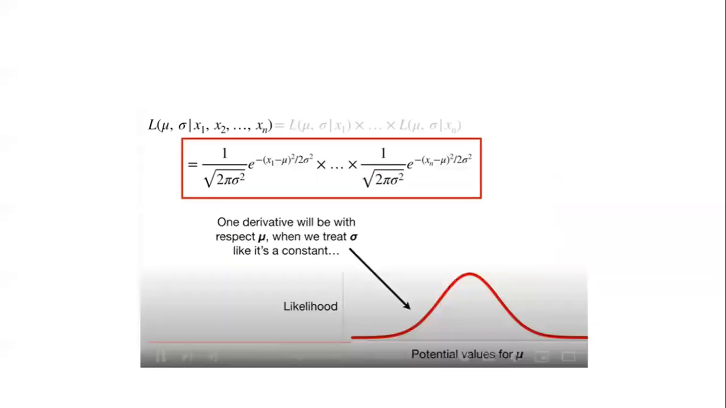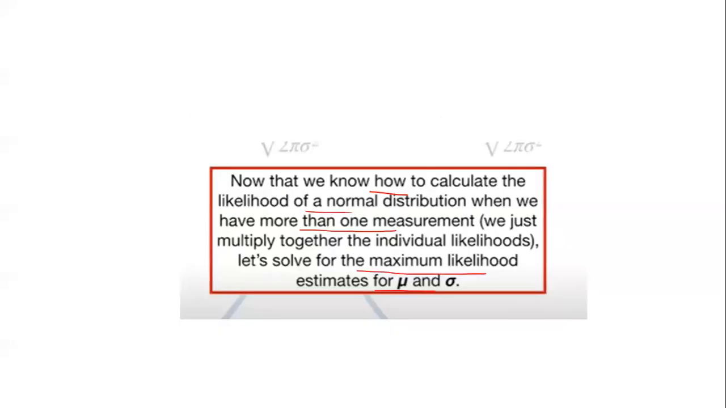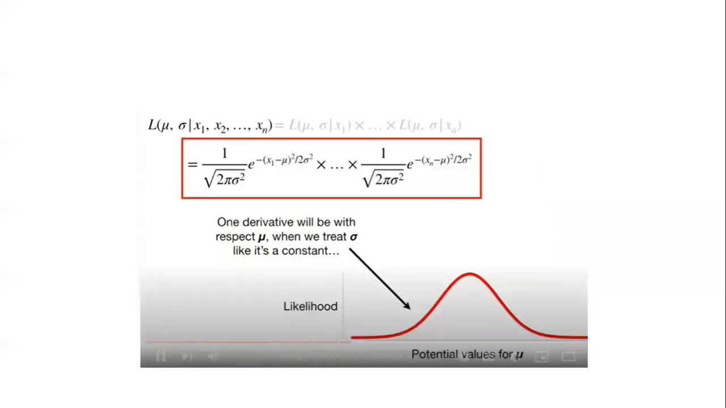So how are we going to do this? Basically, to get the maximum likelihood, we have to take two derivatives. This is the equation we got, and to get the maximum likelihood value for mu, we have to differentiate this equation with respect to mu.